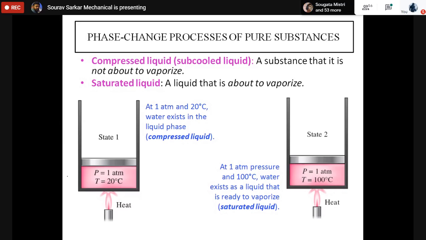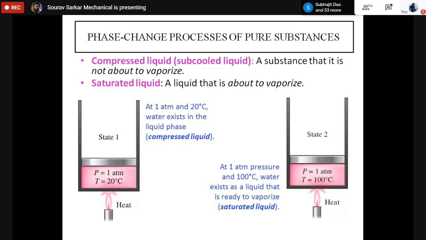So slowly, what happens? You can see the burner. You are slowly supplying heat. The temperature will gradually rise, and after some time, the temperature will reach 100 degrees Celsius. Initially, it will be 20, 30, 40, 50, 60, 70, 80, 85, 90, 100. So why is 100 important?